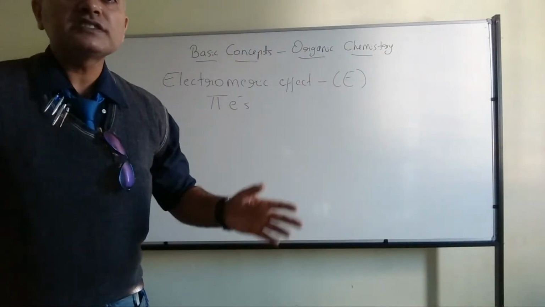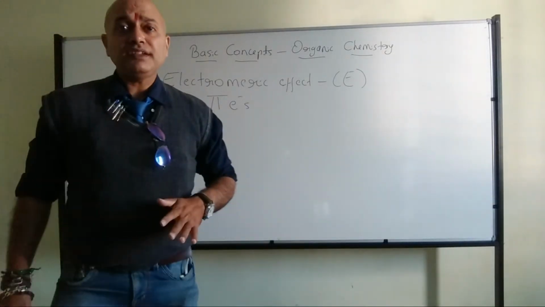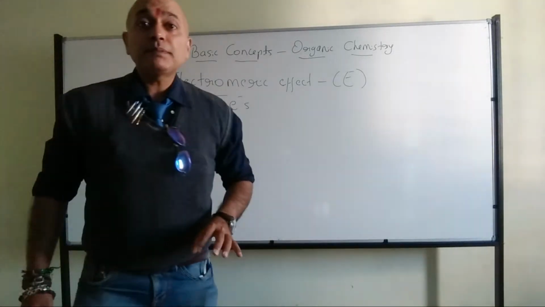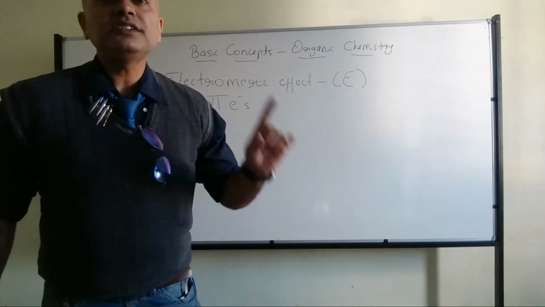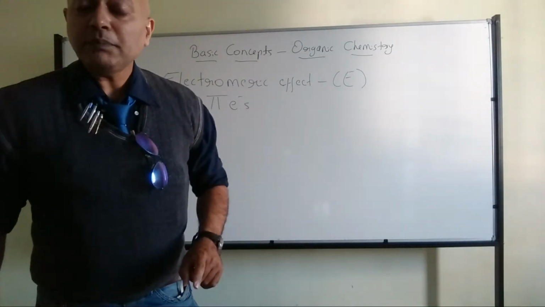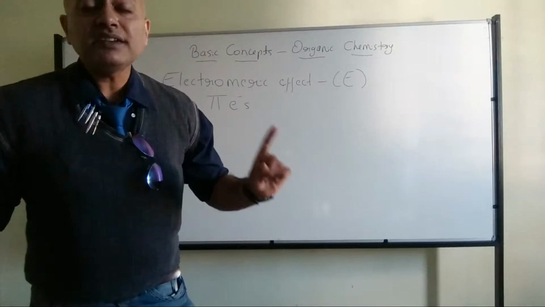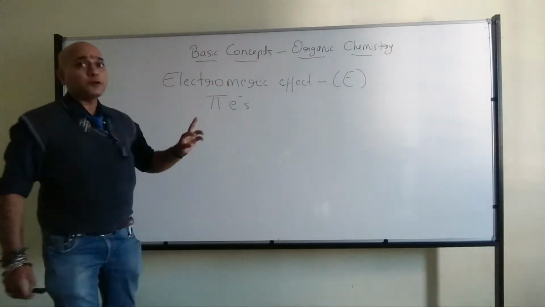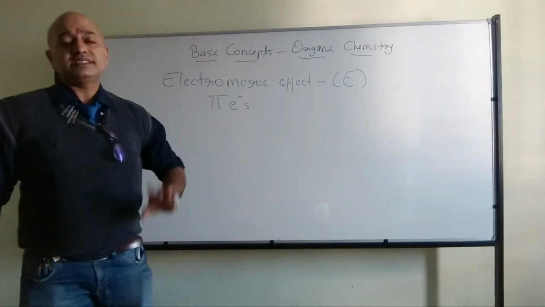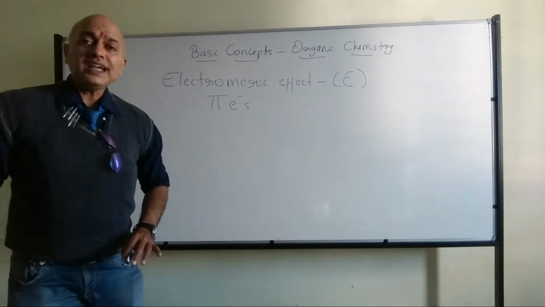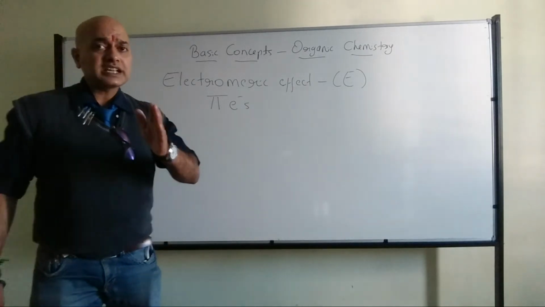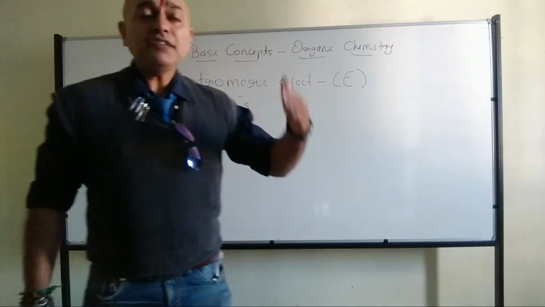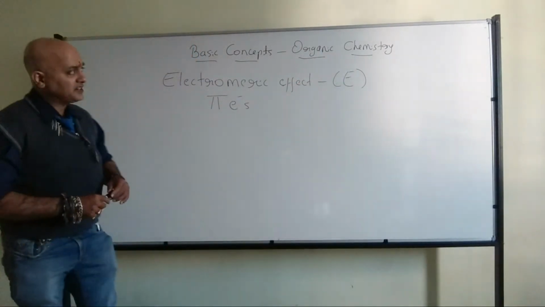Then what is the difference between resonance and electromagnetic effect? For the resonance effect to be observed, there should be the presence of conjugated double bonds, alternate double bonds. That is where we have the difference between the electromagnetic effect and the resonance effect. Have all of you understood? Try to discriminate between all these different terminologies. Anyway, at the end I am going to discuss that one.